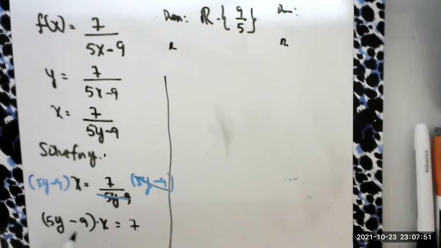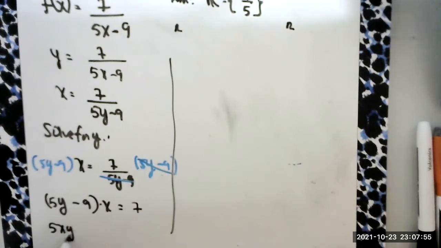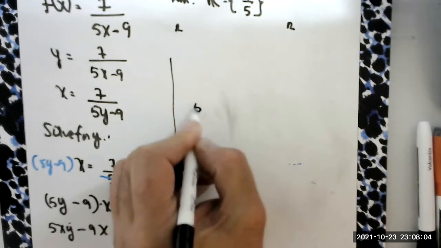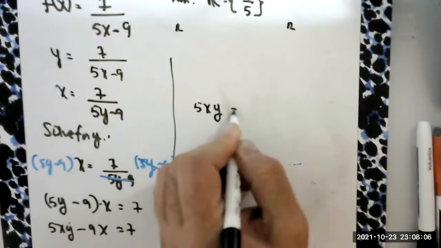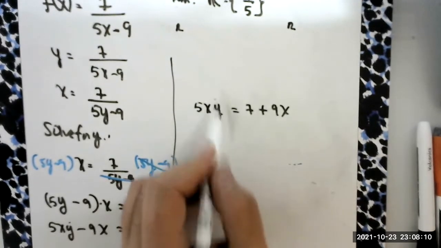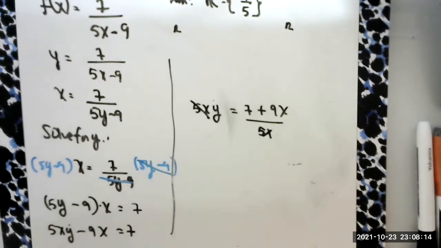So let's go ahead and distribute. I can distribute here. That will be 5xy minus 9x equals 7. Remember, we're solving for y. So now we may add 9x. So 5xy equals 7 plus 9x. And since I'm solving for y, I may divide by 5x.